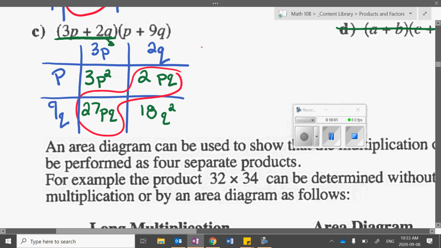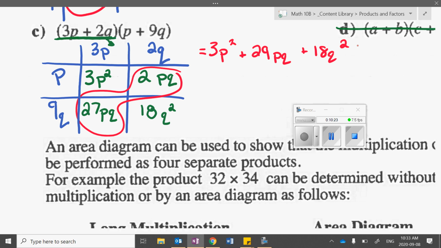So our final answer on this one, did I press record? Okay. I get 3p squared plus 29pq plus 18q squared. Raise your hand if you got that one. I wrote it wrong, but I basically. Okay, I'll take that, Wyatt.